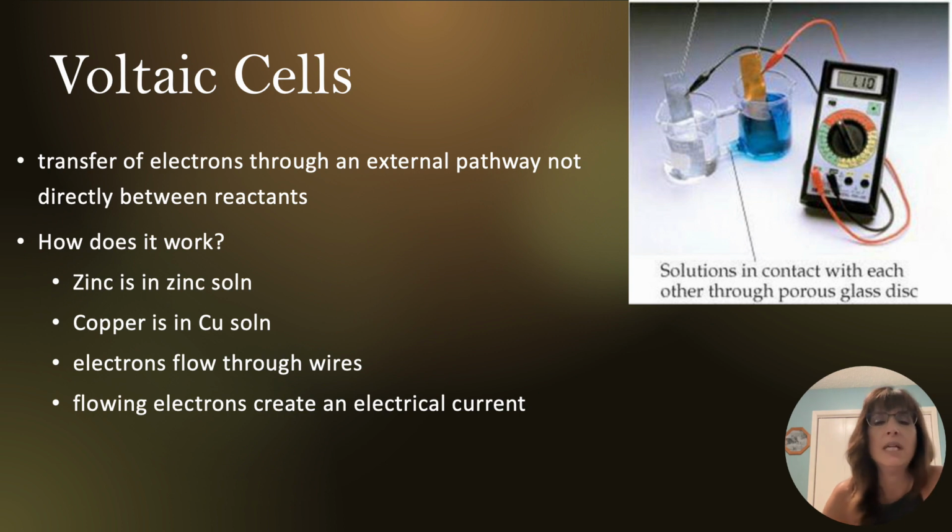So how does this work? The zinc is in zinc solution, the copper is in copper solution, and the electrons are going to leave one of those metals and flow toward another metal. And then of course, once electrons are flowing, you have electricity. We'll go ahead and take a look at how you know which way the electrons are going to flow.